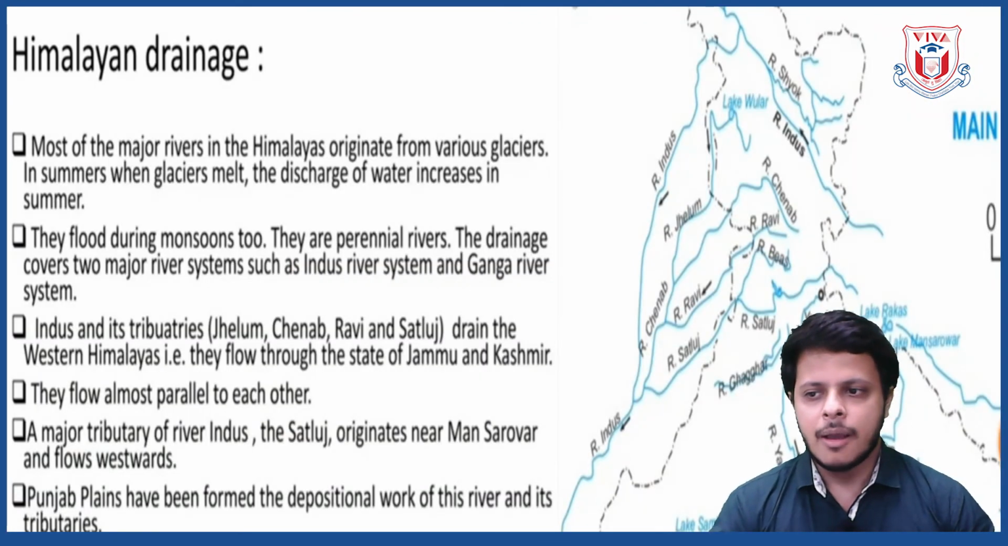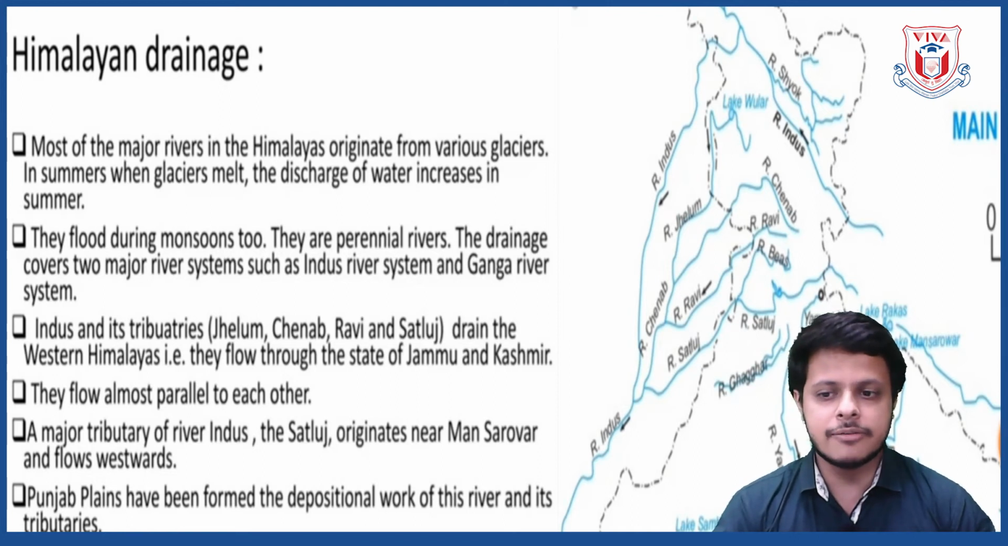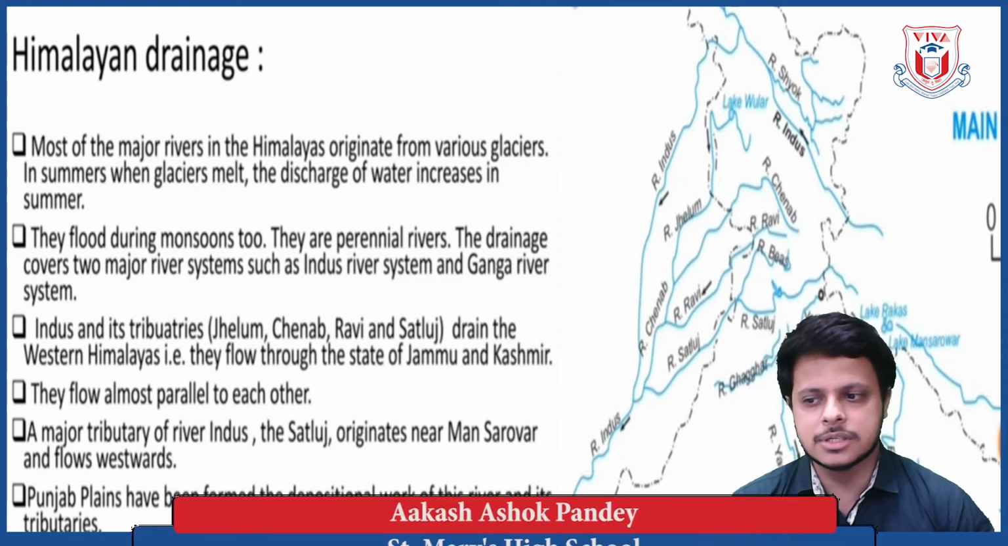Himalayan drainage. Most of the major rivers in the Himalayas originate from various glaciers. In summers, when glaciers melt, the discharge of water increases. They flood during monsoons too. They are perennial rivers. Perennial in the sense, the rivers which flow continuously. The drainage covers two major river systems, such as the Indus River system and the Ganga River system.